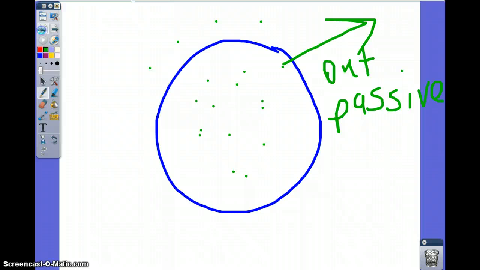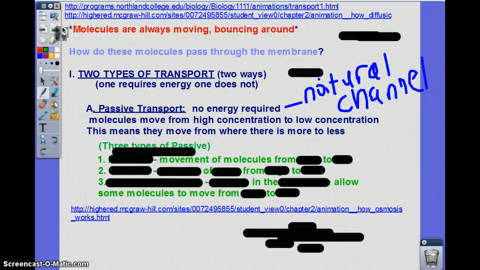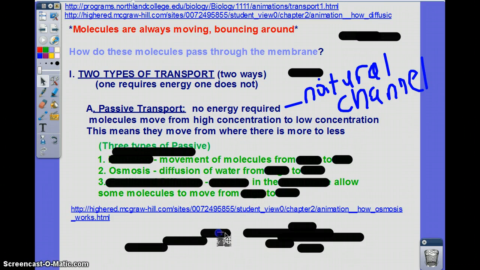All right, there's three types of movement that involve passive transport. Anybody know what they're called? Osmosis is one of them. What does that mean? They move with the water. It's water moving in which direction? Into the cell. From high to low. From high to low. That's it.